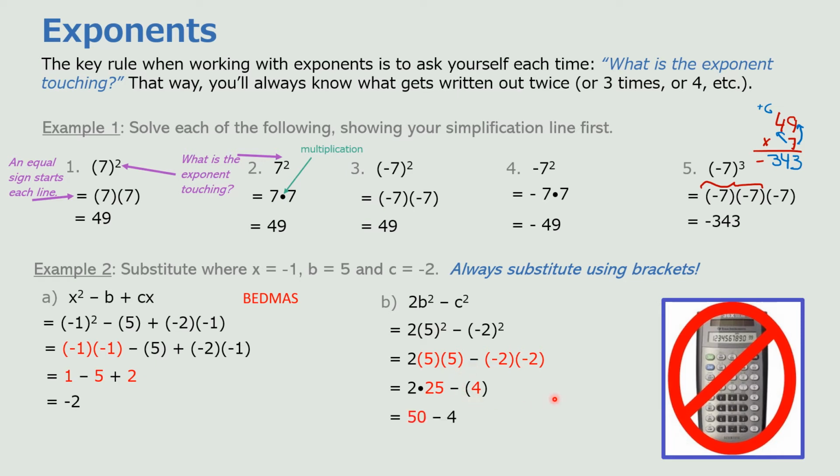So 2 times 25 gives us 50 minus 4 once I drop off those brackets, and the answer for that is 46. So if you tried that on your own, I hope you got 46. If you didn't get 46, I hope you found your mistake. And if you didn't find your mistake, you still don't know where you went wrong, then let me know and I will help you with that.